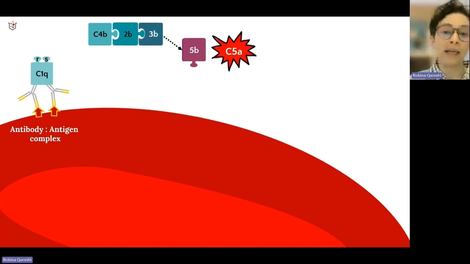C3a goes off into circulation. So this complex is now called C4b2b3b, shorthand C5 convertase. You may have heard it called that as well. And what this will do is cleave C5 into C5b and C5a. Okay, so you'll notice now the numbers are now in the right order. So it's only C4 that you need to think of as being out of order there.